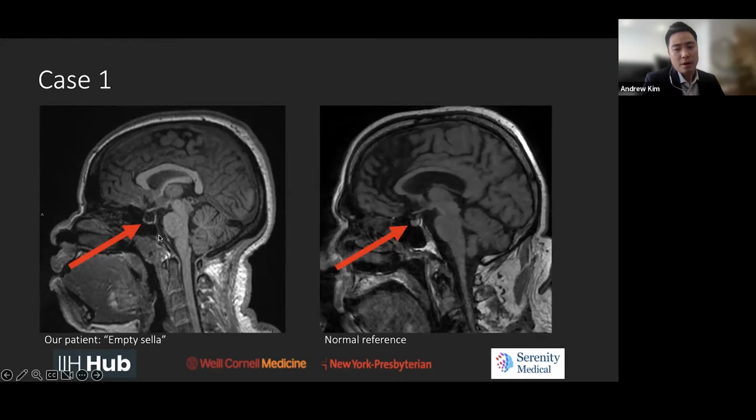Just an interesting note, up until recently, it's been widely thought that one requirement is a dehiscent diaphragma sella along the top of the sella turcica for the CSF to really push through and flatten and remodel the sella turcica, which can become very expanded in appearance as well, as we'll see in some other future examples. But there is a growing body of new data and evidence that even in the setting of an intact diaphragma sella, you can get remodeling of the sella turcica. So just an interesting tidbit.